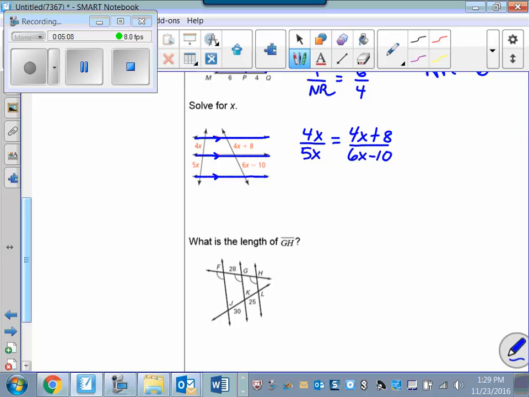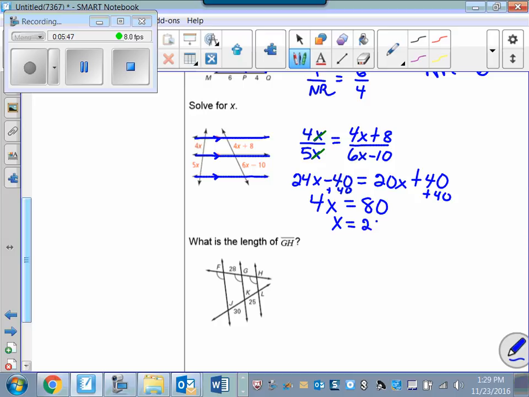So what am I going to do first? I'm going to simplify this ratio. And now I'm going to go ahead and take the cross product. So I'm going to have 24x minus 40 equals 20x plus 40. Right? So let's see. 24x minus 20x is 4x. And that equals 40 plus 40. If I add 40, 4x equals 80. Therefore, x is 20.